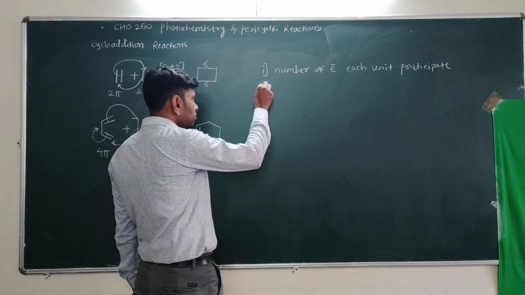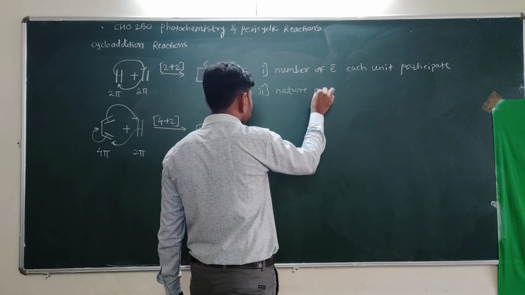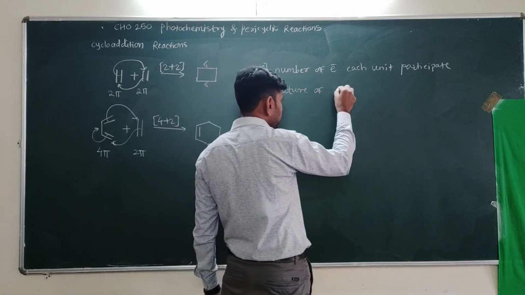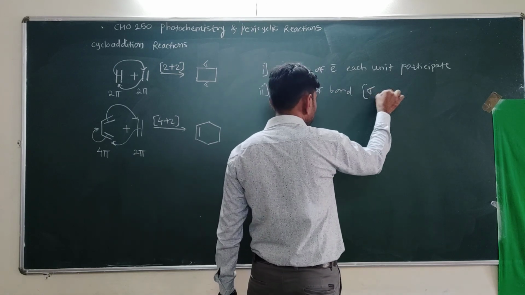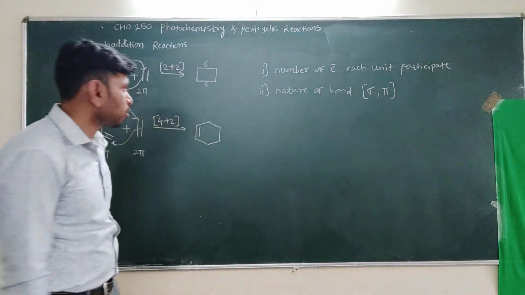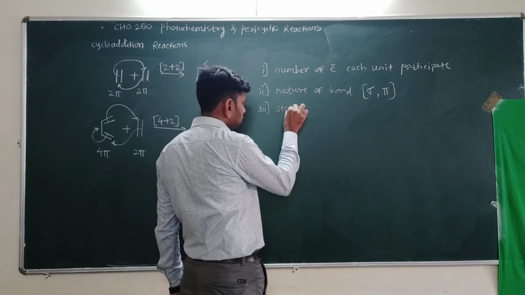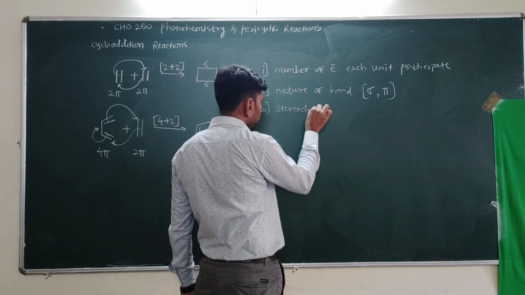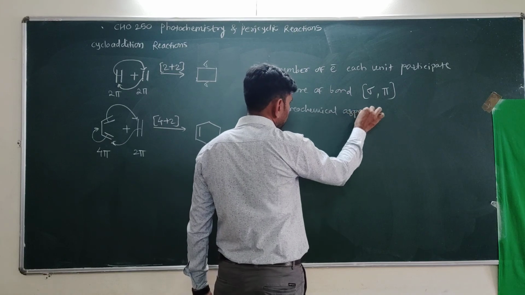Second is the nature of the bond, the nature of the electrons or bond participating, that is whether sigma electrons or pi electrons are participating. That nature is also important in this case. And third is the stereochemical aspect. The stereochemical aspect of the reaction is very important.